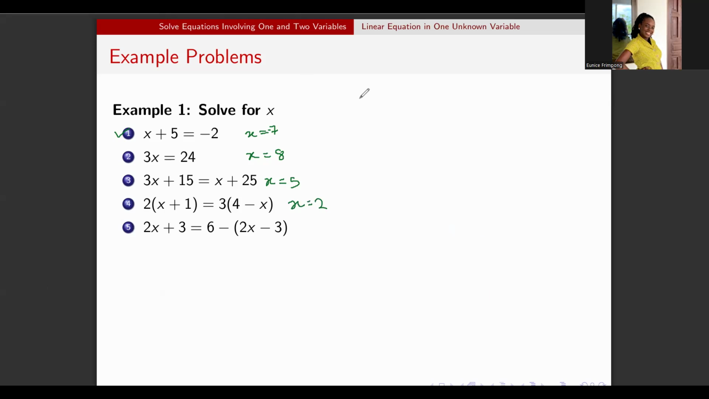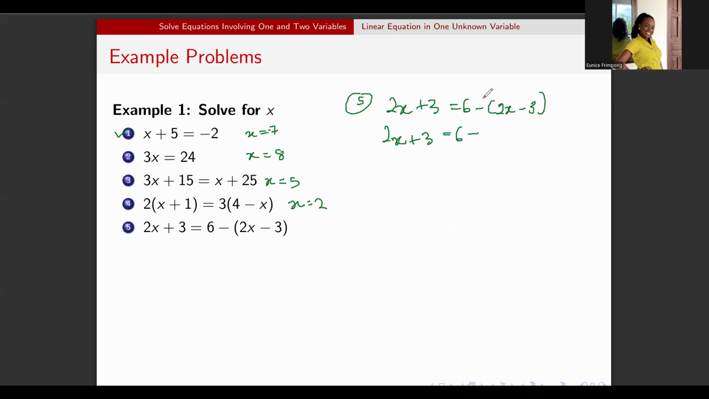And then for number 5, we have 2x plus 3 equals 6 minus (2x minus 3). So first of all, there's a bracket here, so I want to remove the bracket. I'm going to repeat what is here: 2x plus 3 equals 6 minus.